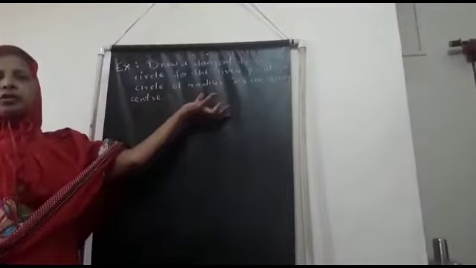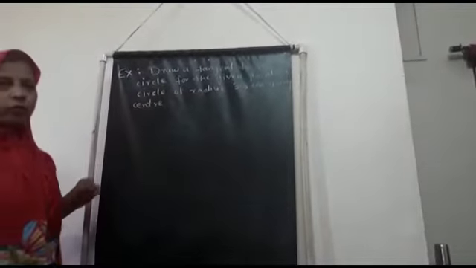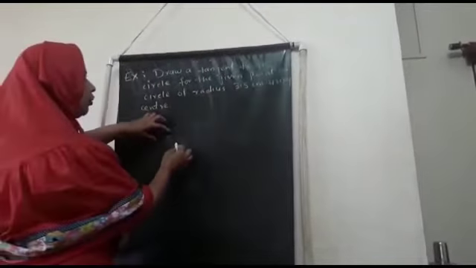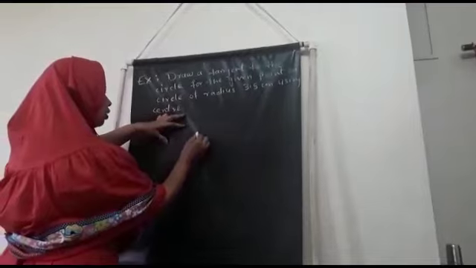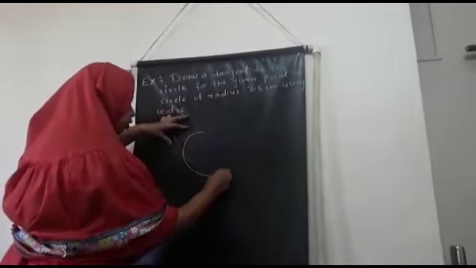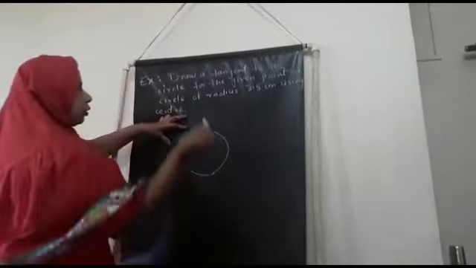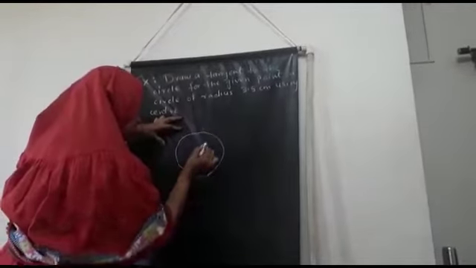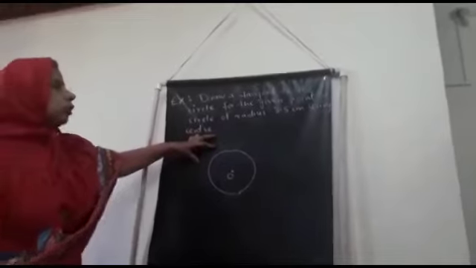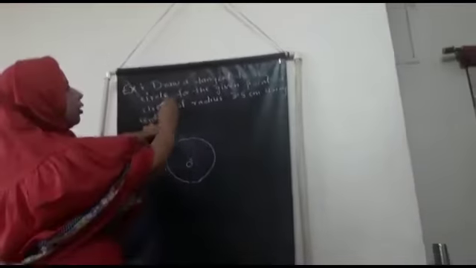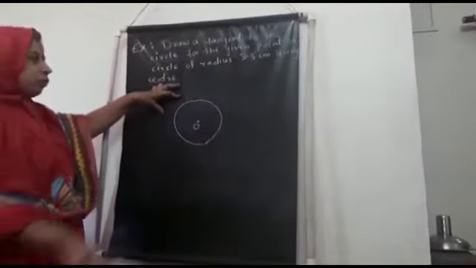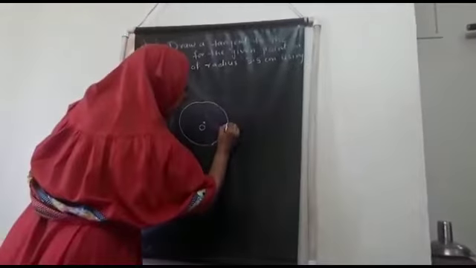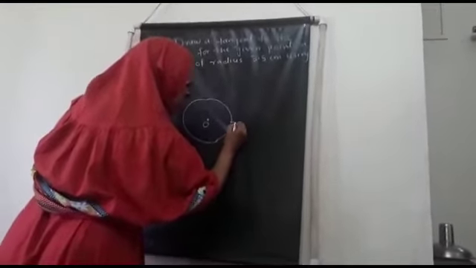First type of construction, the steps are as follows. The radius of the circle is given as 3.5 cm. So draw the circle of the given radius 3.5 cm and give the center name O. Now the question is for the given point on the circle. The point is on the circle. So take a point P on the circle like this.